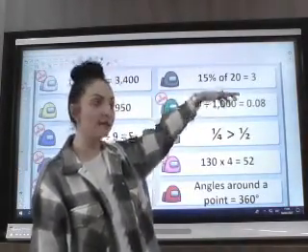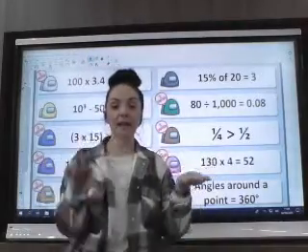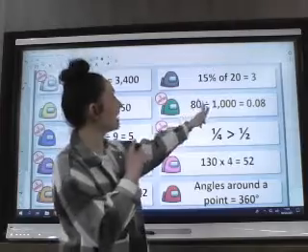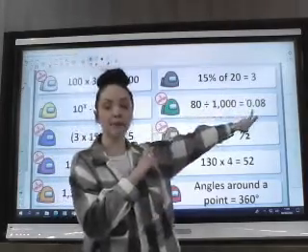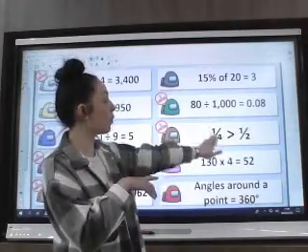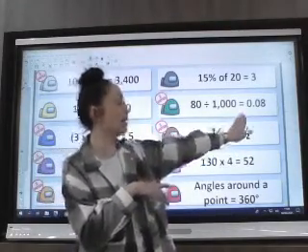15% of 20. Remember to find 15%, we can find 10%, find 5%, add them together. 80 divided by 1,000 is 0.08. This one says a quarter is greater than a half.